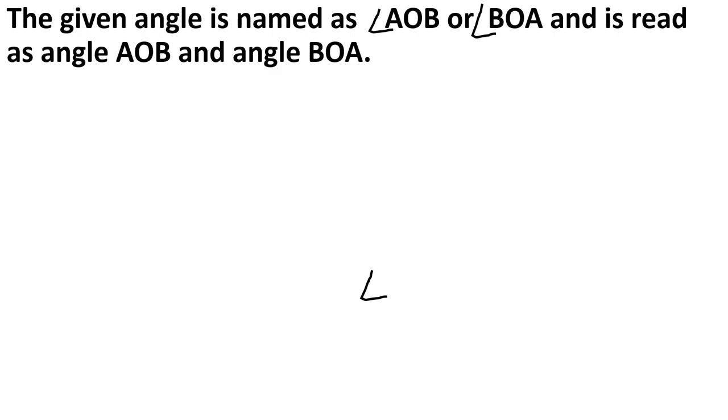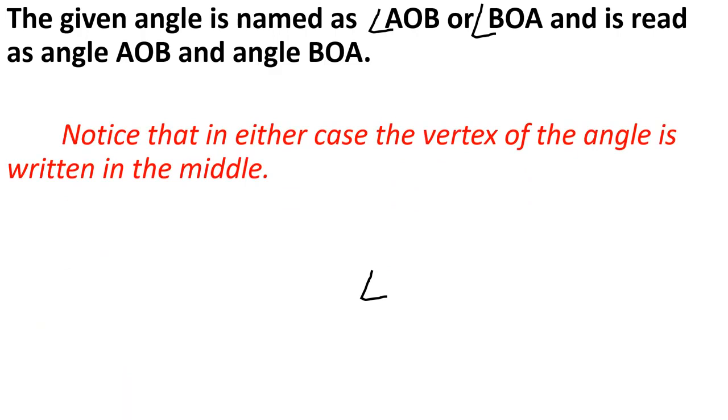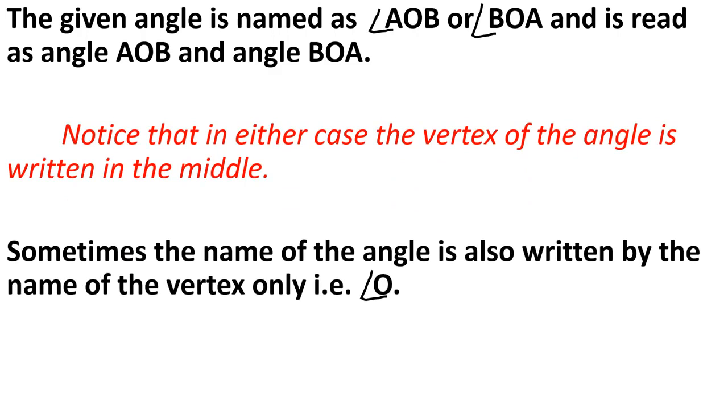Sometimes the name of the angle is also written by the name of the vertex only. What is the vertex? Vertex is O. So sometimes we write angle O only, rather than writing its full name.